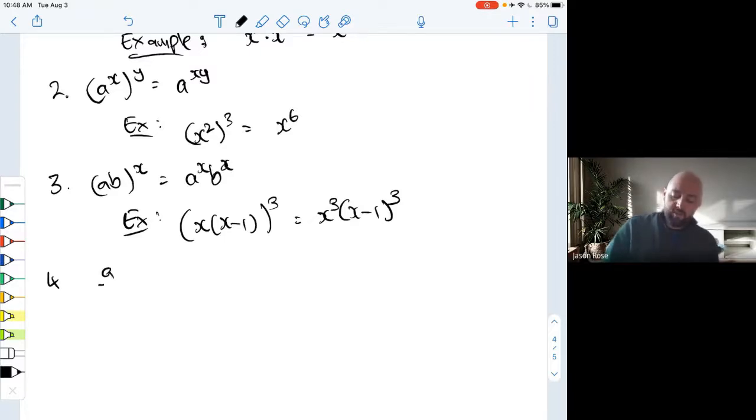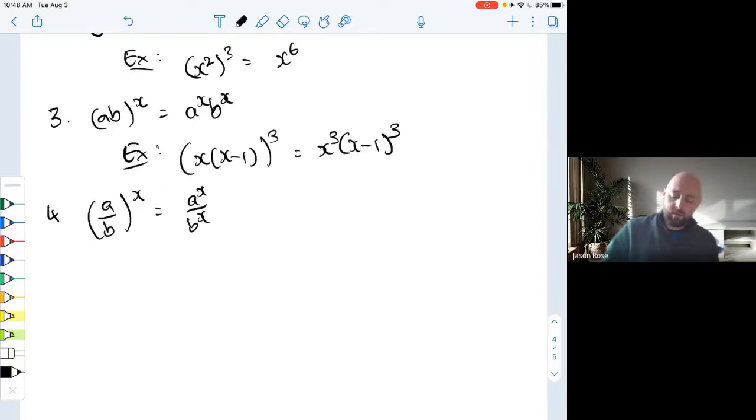It works for division as well. If you have a over b to the power of x, that power can be distributed onto the numerator and onto the denominator. As an example, I did it with 1 over 2 to the power of x a few minutes ago. But let's say we had x over x plus 1 to the power of 4. You can say that's x to the 4 over x plus 1 to the 4.